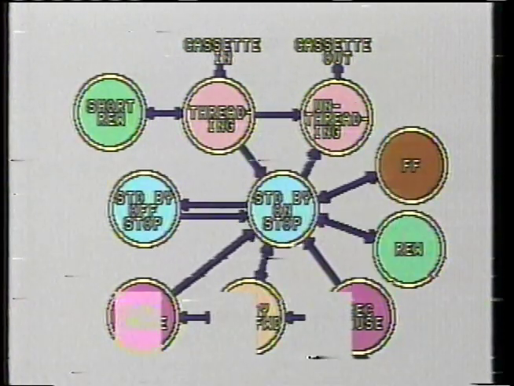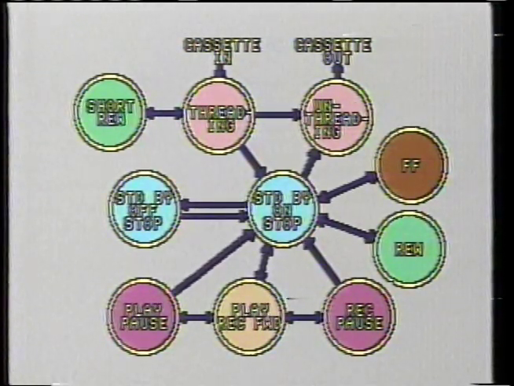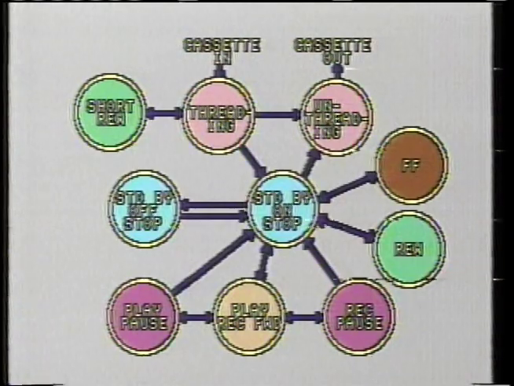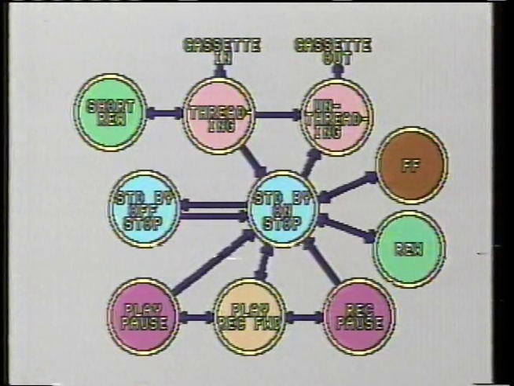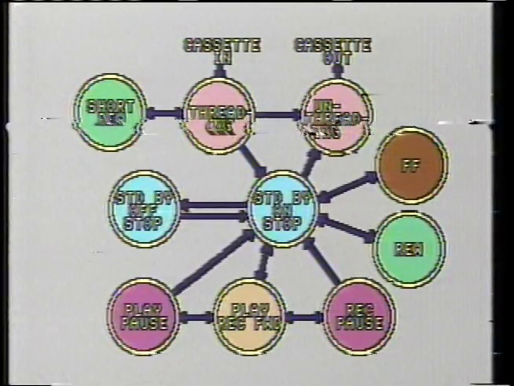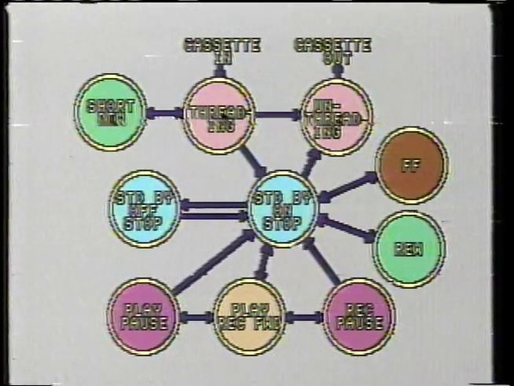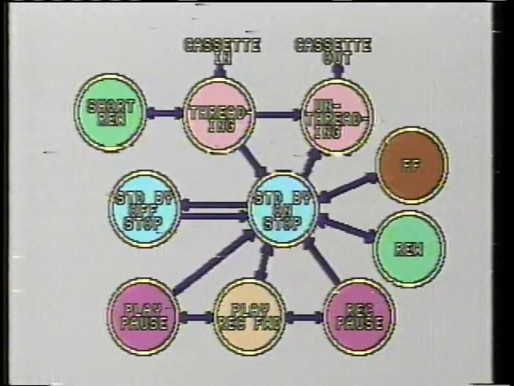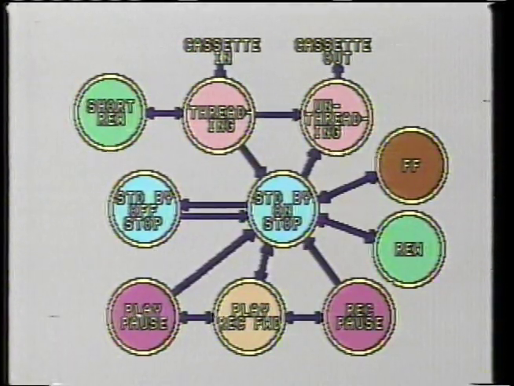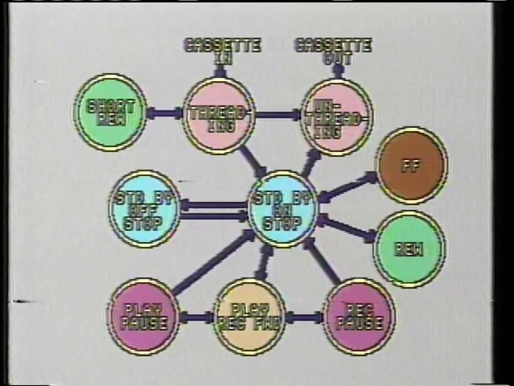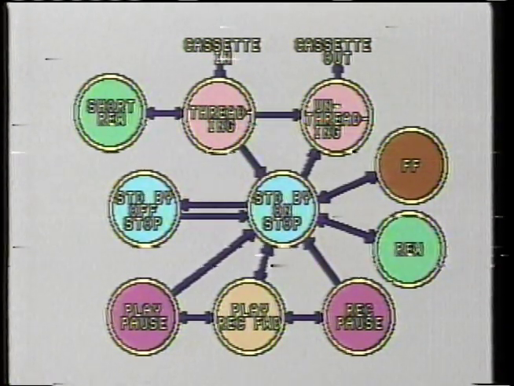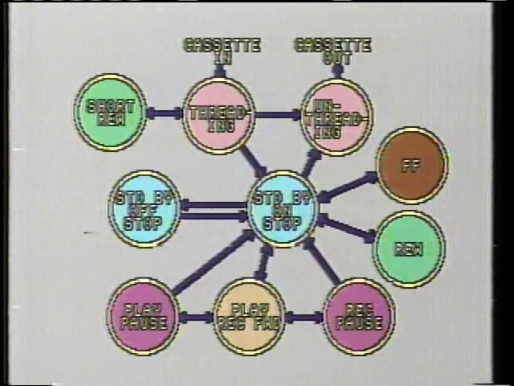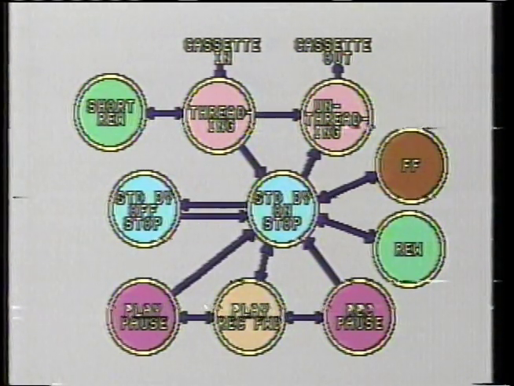This is an example of the system control's flowchart. Items inside the circles are operating modes. When any of these commands are selected, the unit changes from the mode in operation, following a set sequence, to the selected mode. The time required for the stop command, for example, depends on which mode is in operation when the stop button is pressed. Changing from the forward mode, the fast forward mode, or the rewind mode all require different time intervals to bring the tape to a halt.